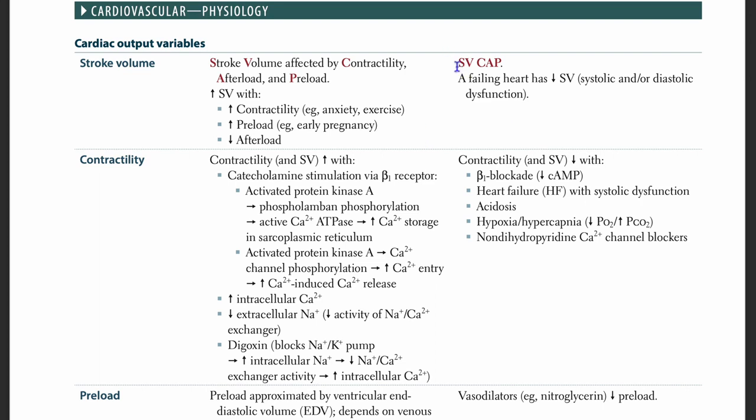That's how you remember it. Stroke volume is affected by contractility, afterload, and preload. Okay. A failing heart has decreased stroke volume. So systolic and/or diastolic dysfunction, right? Because a failing heart would have what? Decrease in contractility. So that would decrease this.